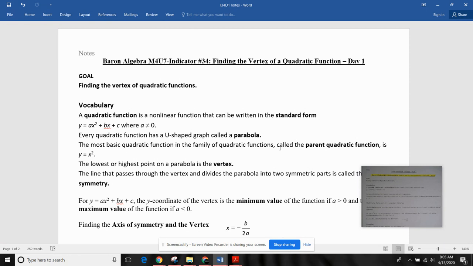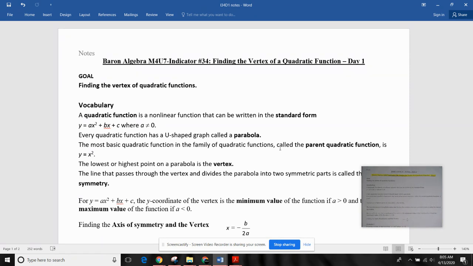Today we're going to be talking about indicator 34 for the next couple of weeks. This week with indicator 34, we're just going to be working with these quadratic functions and just finding the vertex, as you can see right there, the vertex of quadratic functions.